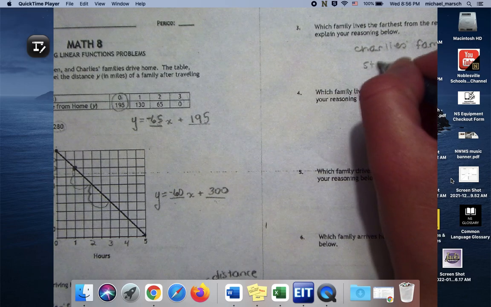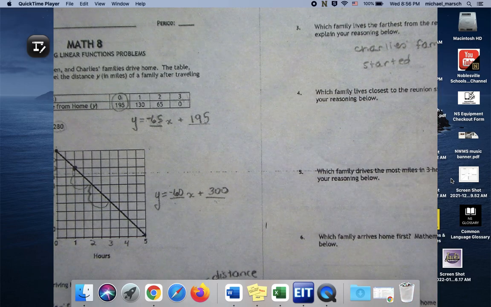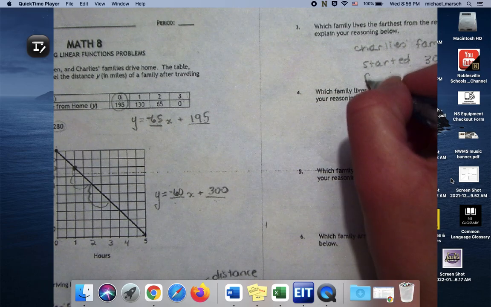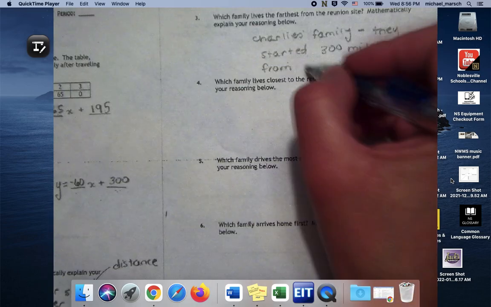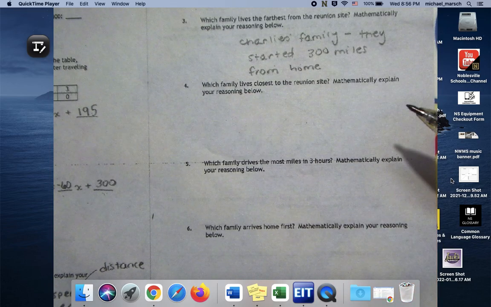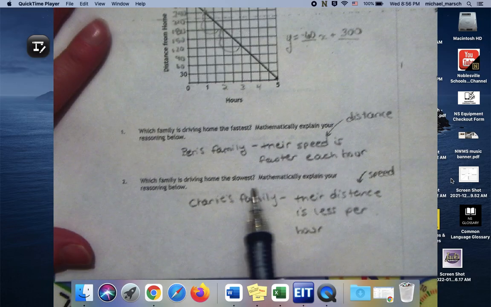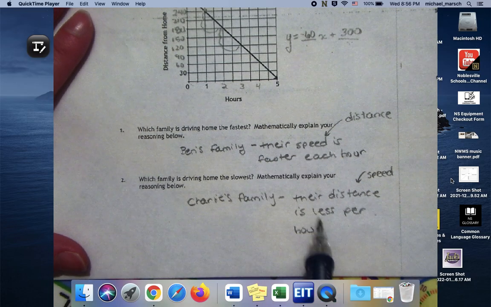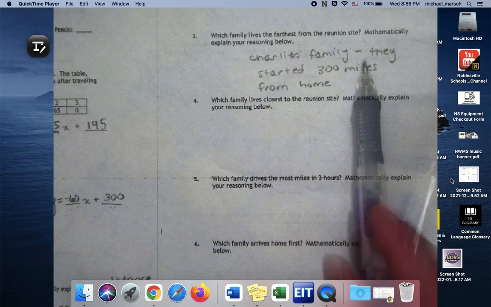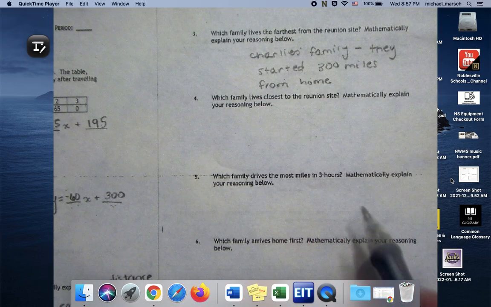They started 300 miles from home. Right? And that's our y-intercept, right? So here we were talking about slopes, that number in front of the x. And over here we're talking about the y-intercept, that one time where did they start.